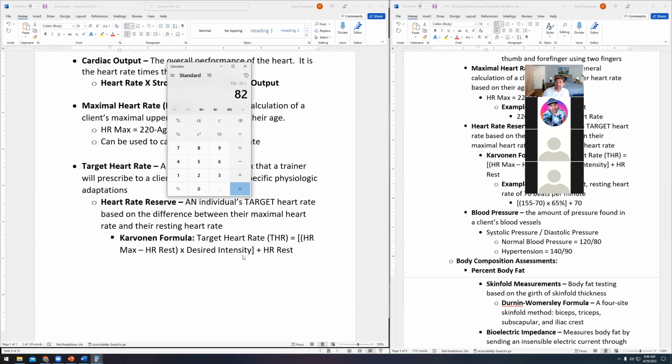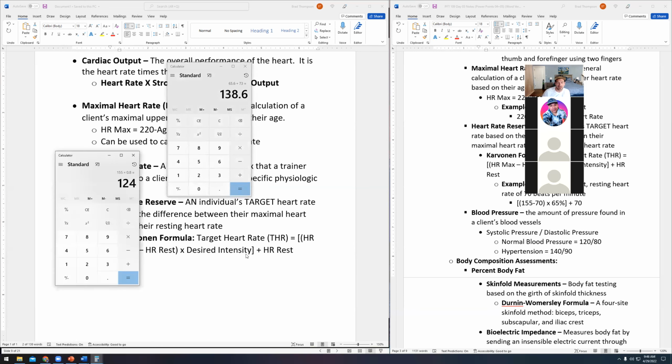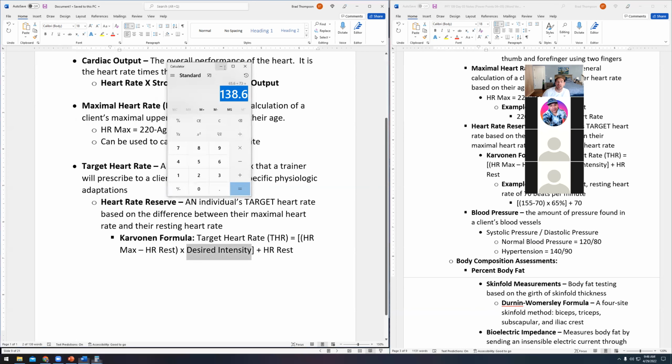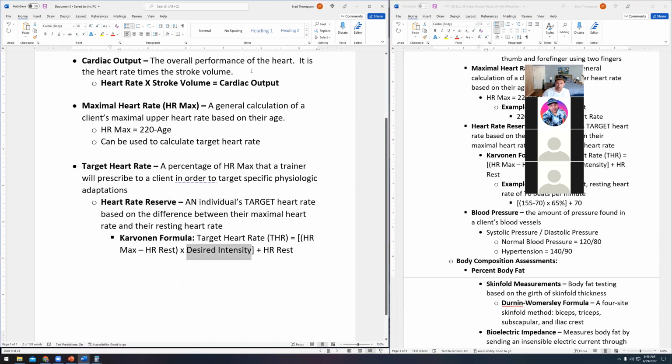Now I'm going to take 82 and multiply that by the desired intensity of 80%. And then I just need to add my resting heart rate back on at the end. So add on that 73. So now, because my client's in pretty decent shape, their target heart rate's not 124, it's 139. That's way better, right? That means I can push my client, specifically cater to them, right?